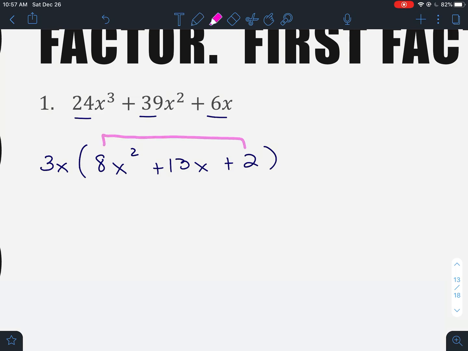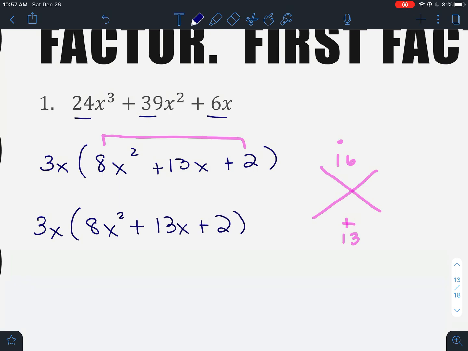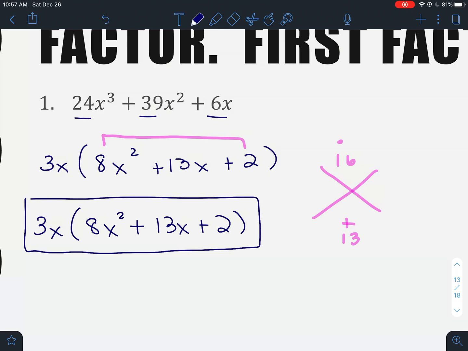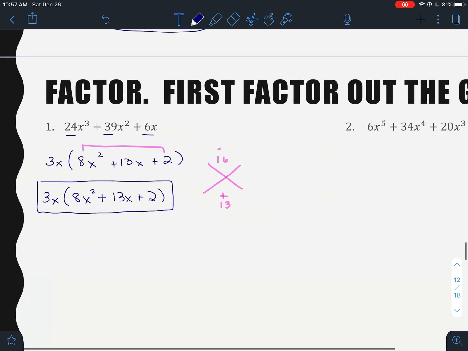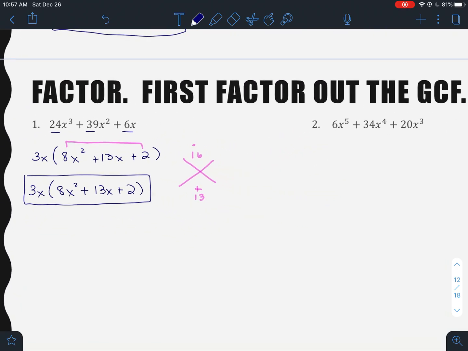Now we have a trinomial in the middle, so we are going to see if that trinomial factors. So take the a times the c. Can you multiply to 16 and add to 13? So can something times something equal 16 and then add to 13? Well, the factors of 16 are 1 and 16, 8 and 2, 4 and 4. So no, that doesn't factor. So this would be the final factored form: 3x times 8x squared plus 13x plus 2. That is as far as that one would factor.